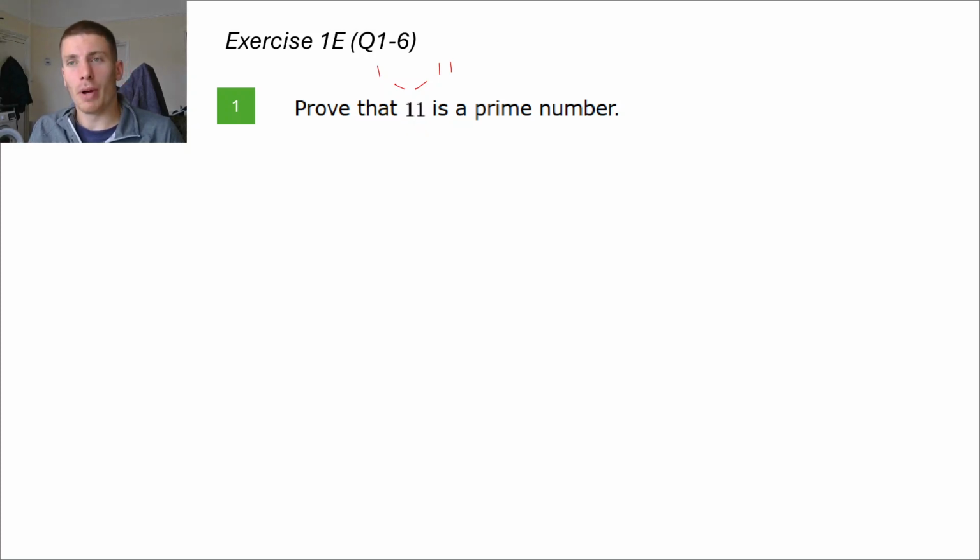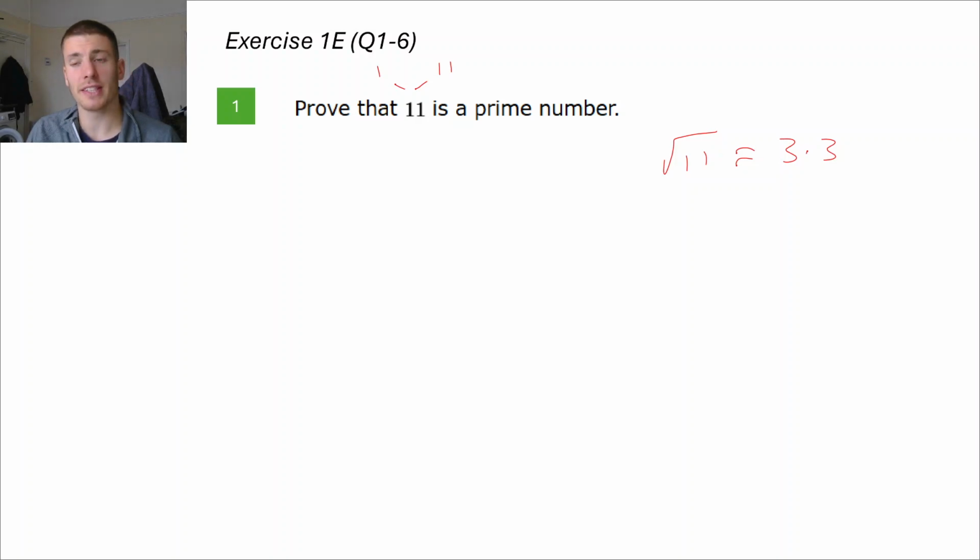But we saw also previously on the first video on this topic that you want to make things as quick as possible for yourself. So if we are a little bit crafty about this and think, well, what is the square root of 11 equal to? It is approximately equal to 3.3, roughly.